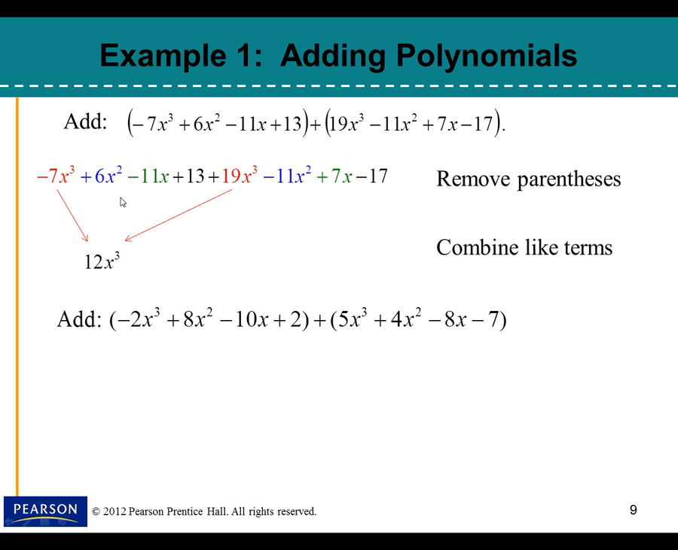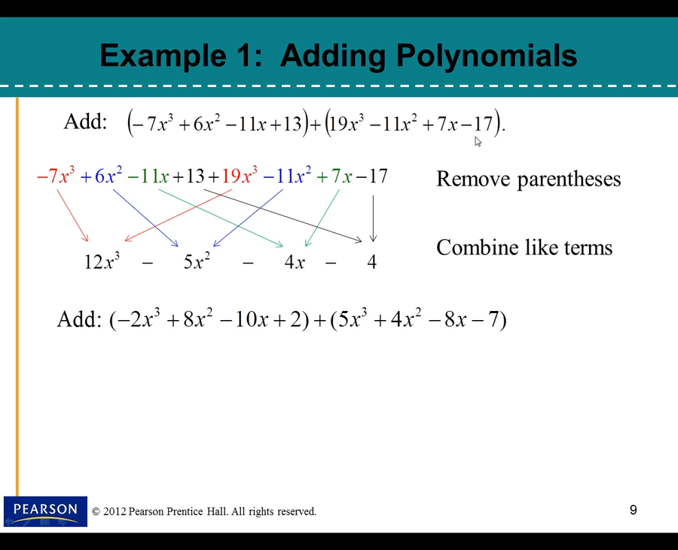Next, I have my x squared. So I have 6x squared minus 11x squared, and that's minus 5x squared. Then I have minus 11x plus 7x. That, of course, is minus 4x. And then I have 13 minus 17, which is negative 4.